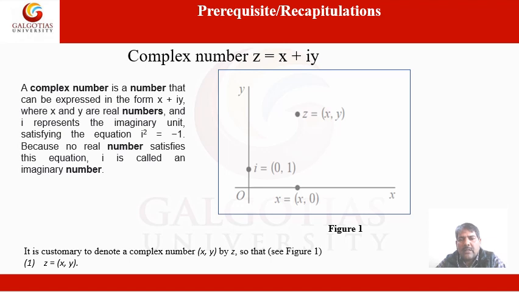It can be seen here in the figure that this point is represented as a complex number in the form of (x, y). So the x coordinate is equal to x, 0 and the y coordinate is equal to 0, y. So this point can be represented in a complex plane as z, which is a function of x, y.